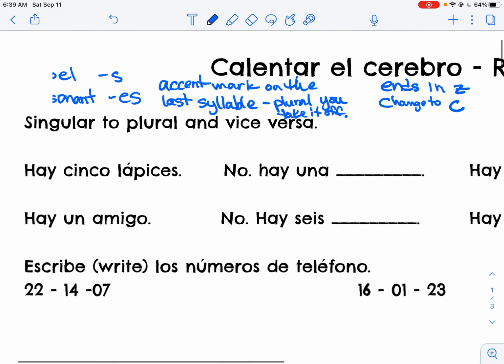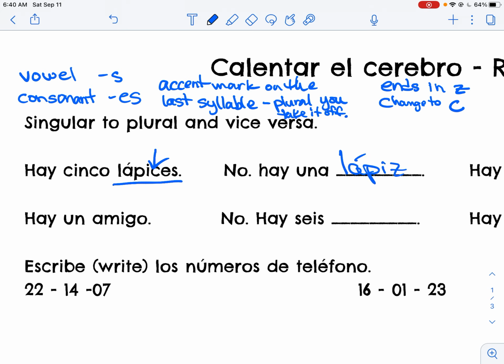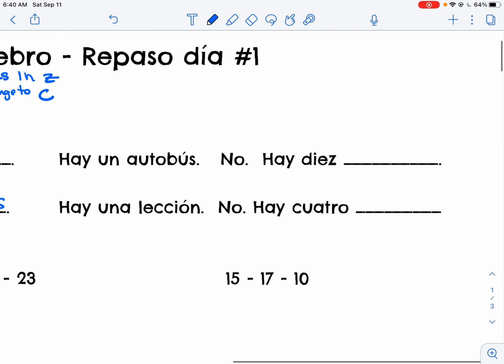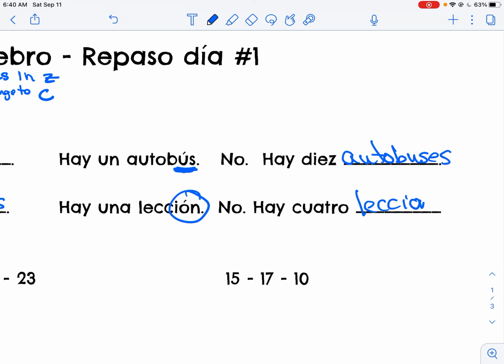Okay, so here we go. First of all, we should know what this word is. It changed from a Z to a C. So this is lápiz, with the accent mark. Amigo: I make it amigos. I just add an S. This one over here, look at this. It ends with an accent mark on the last syllable. So that means I take it off. Last syllable has an accent mark, so I take it off.